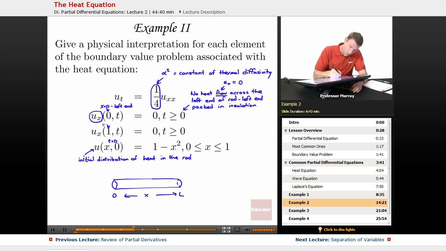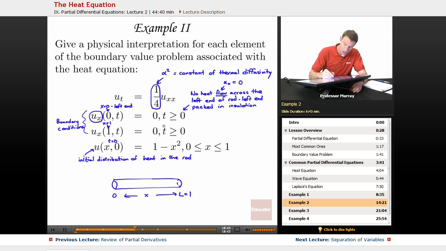Now, we've plugged in x equals 1 for this second condition. These are both boundary conditions because they tell us what's happening at the edges of the rod. And since we've plugged in x equals 1, that must mean L is equal to 1. We must be dealing with a rod of length 1.